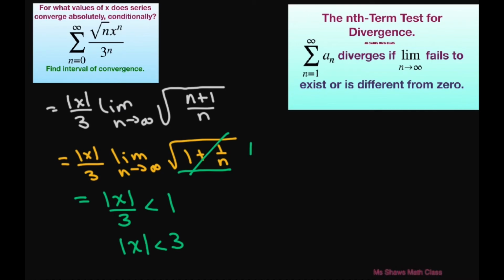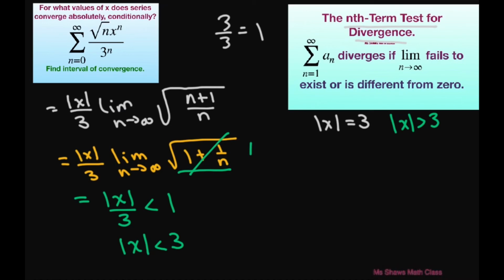All right. Now, when the absolute value of x equals 3, the series diverges by the nth term test for divergence, because you'd have 3 divided by 3 equals 1, so it's not equal to 0. If the absolute value of x is greater than 3, that's going to be divergent.